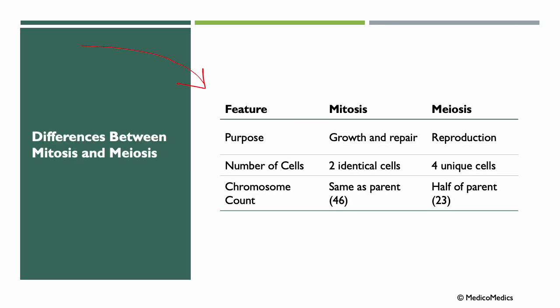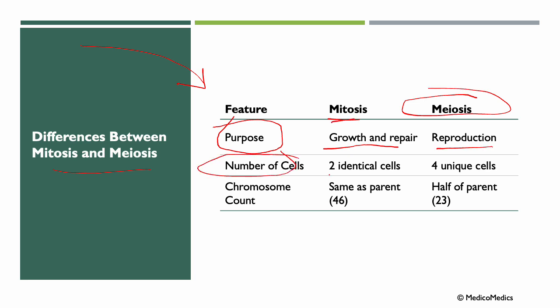So let's put into a table the difference between mitosis and meiosis. The purpose of mitosis is growth and repair, and the purpose of meiosis is reproduction. The number of cells in mitosis is 2 identical cells, and in meiosis it's 4 unique cells. So the number of cells is different. Here they are identical in mitosis, and they are unique in meiosis.